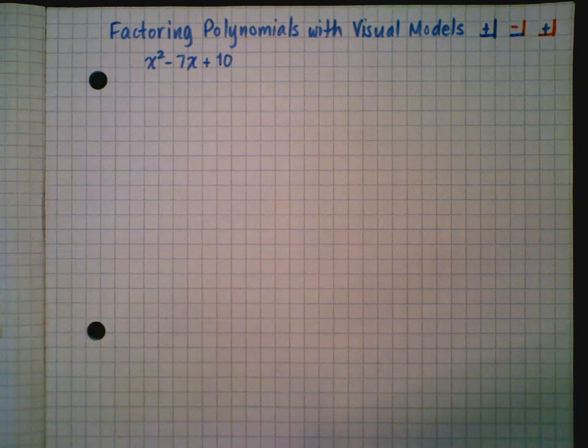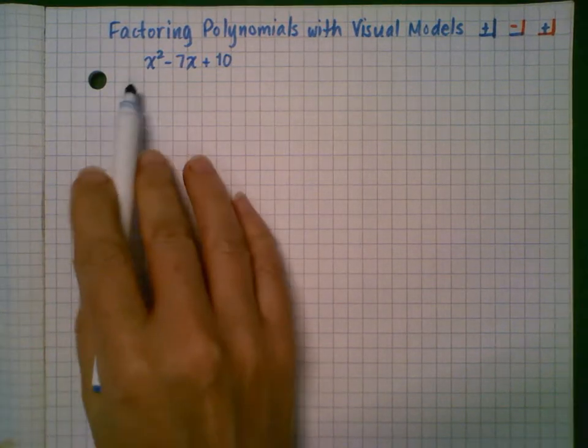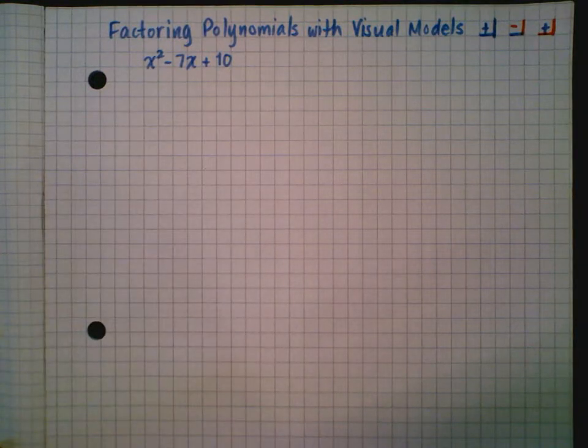Hello, in this video I'm going to show you how to use visual models to factor complex polynomials that have positive and negative values and leading coefficients other than 1. So the first one we're going to look at is x squared minus 7x plus 10.